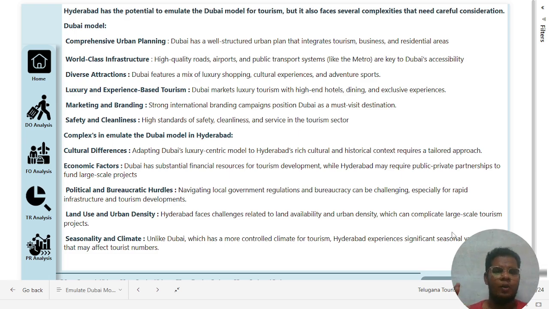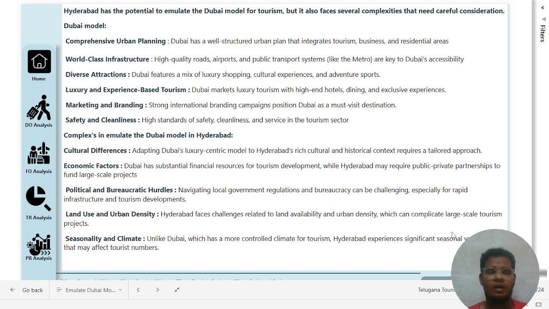Economic factor: Dubai has substantial financial resources for tourism development. Yes, of course, they get a massive amount of funding for tourism. While Hyderabad may leverage public-private partnerships to fund large-scale projects. Of course, it's very important, because we can't take that many initiatives from government alone. When the private sector is included in tourism, we may get large projects as well, and promote tourism.